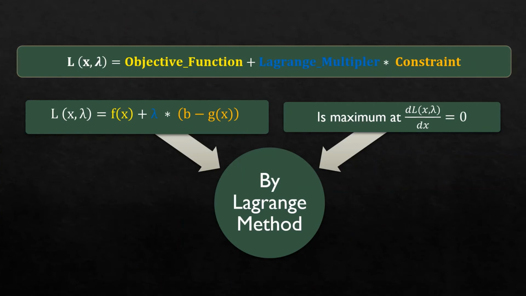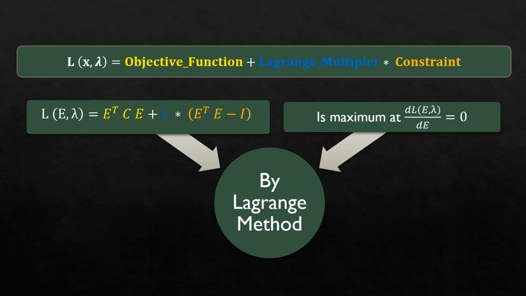By the Lagrange method, if I have an objective function and a constraint, I can write the Lagrange equation as L of x comma lambda is equal to f of x, the objective function, plus lambda, the Lagrange multiplier, into the constraint, which is b minus g of x. This is maximum at dL of x comma lambda by dx is equal to 0.